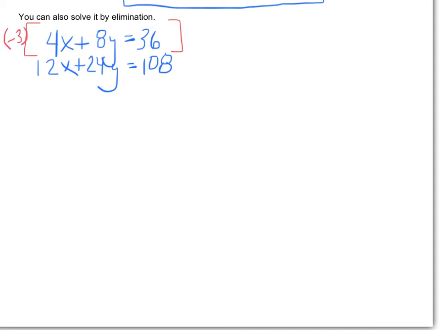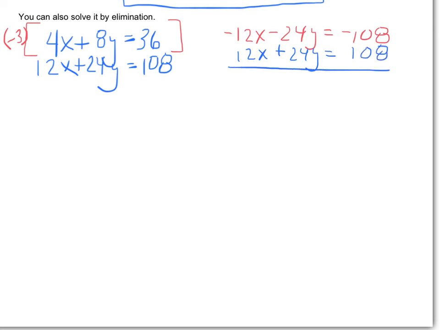So if I multiply 4 by negative 3 across the top, I get negative 12x for the first term. Negative 3 times the 8y is negative 24y. And negative 3 times 36 is negative 108. And so then we bring in the second one, which already has that 12x to match. And then we add. So I'm hoping what you're going to notice here is, well, when I add, I get 0, or it cancels. I get 0, or it cancels. And I get 0, or it cancels. And 0 equals 0 always.